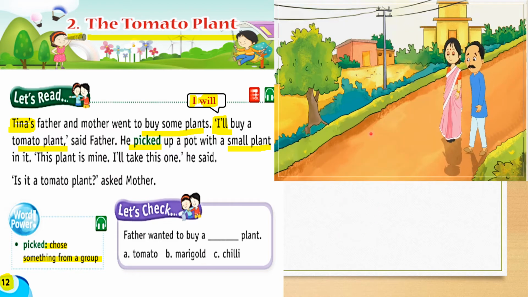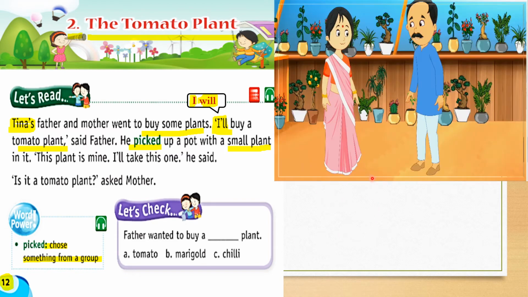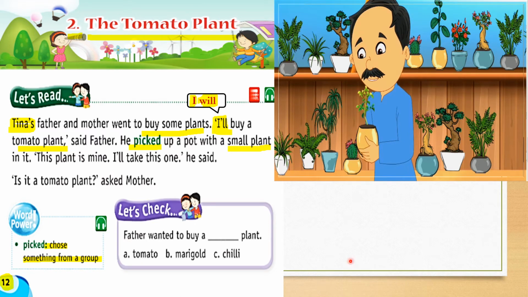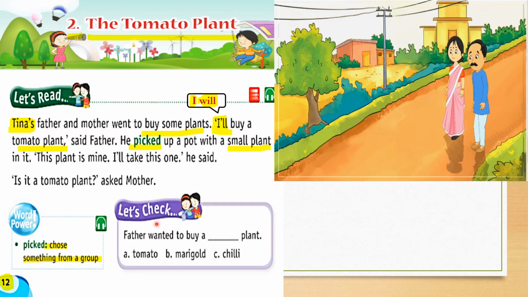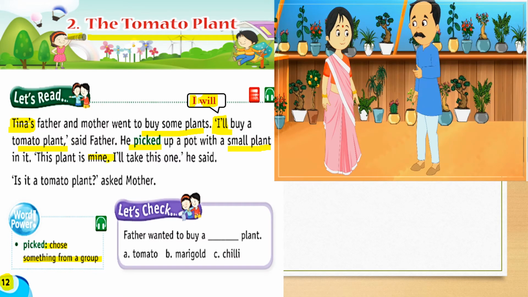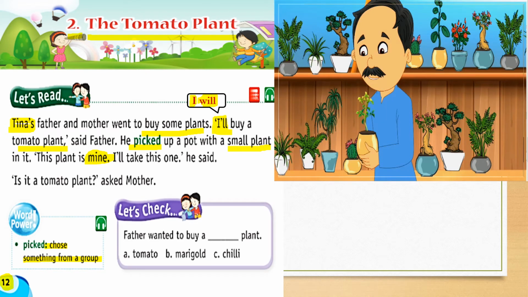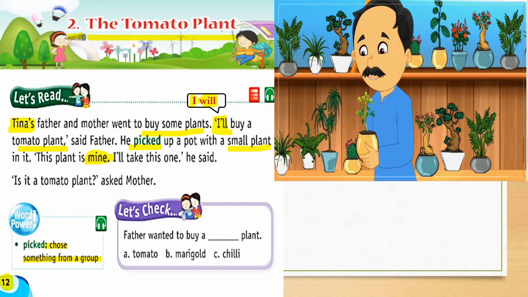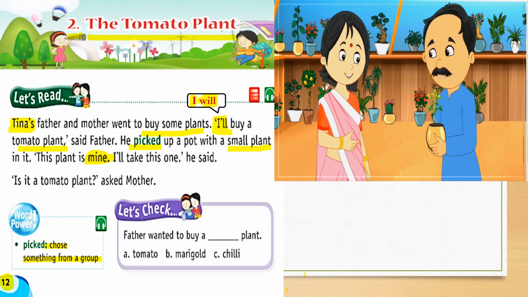He said, I will take this one. He thought that this was a tomato plant, so he said, this plant is mine. Mine is the pronoun of my. So he said that this plant is mine. I will take this one home, he said. Mother said, is it a tomato plant? The mother asked the father to confirm whether it is a tomato plant or not.